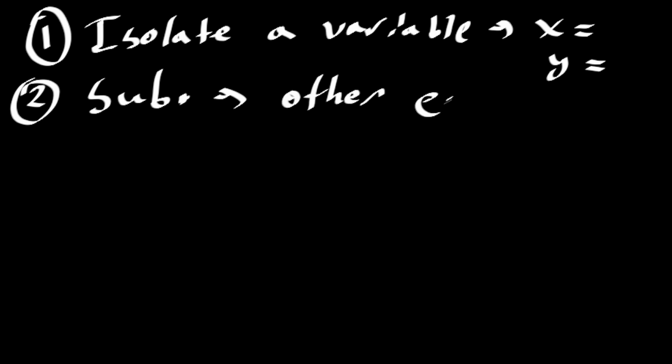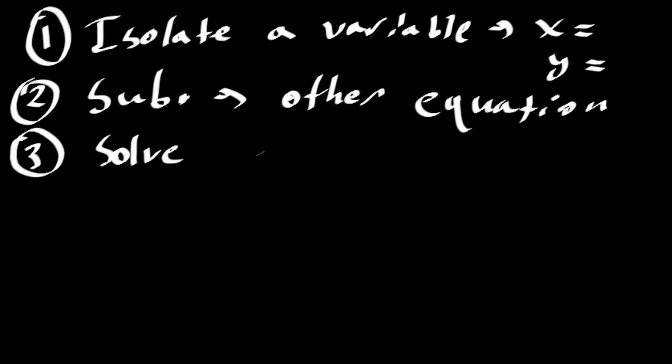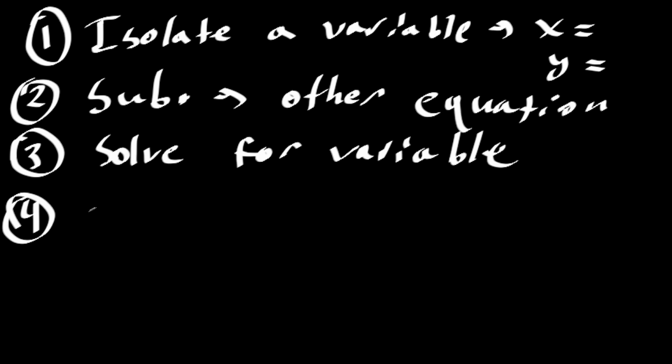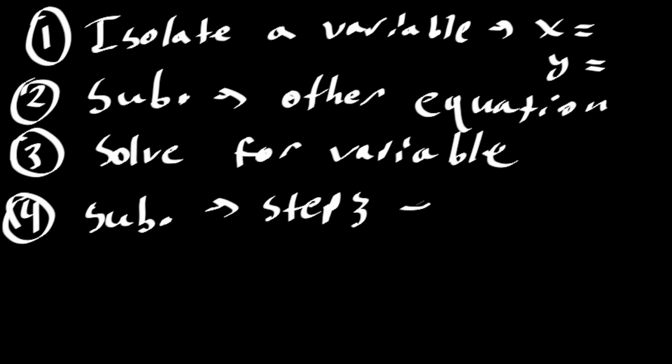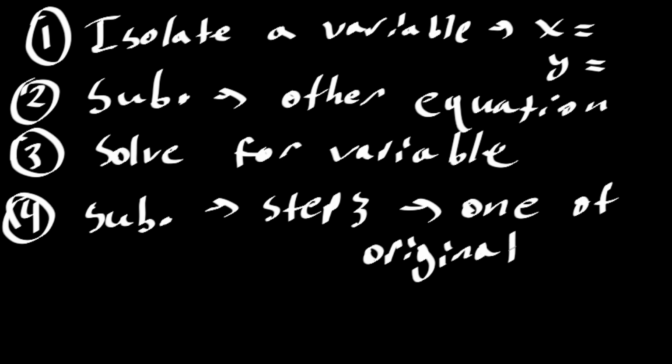So we're going to substitute that into our other equation. Whatever equation we didn't isolate, we're going to substitute either our x equals or y equals into that other equation. And then step three is we're going to solve that equation. So we're going to solve for the variable. Whatever variable we have in that equation from step two, we're going to solve for that. And then step four, we're going to substitute. So I'll just say sub period. We're going to substitute what we get from step three into one of the original equations, and it doesn't matter which one it is.